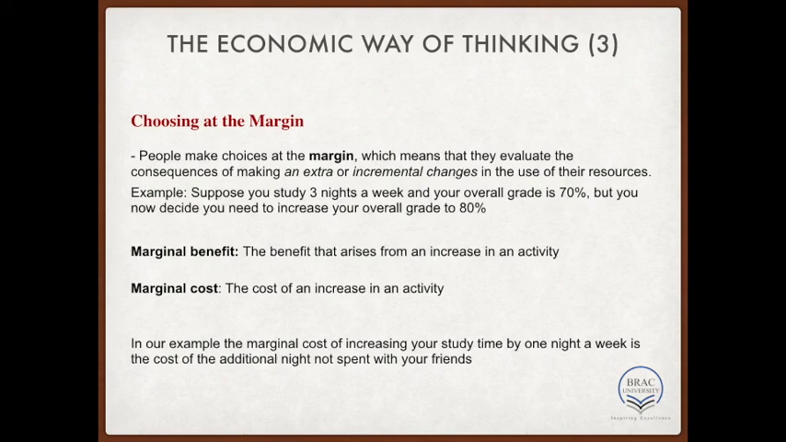Suppose you study 3 nights a week and your overall grade is 70%, okay? But now you decide you need to increase your overall grade to say 80%. But for this, you have to study 1 more night and make it 4 nights a week of studies. So that additional night of study will fetch you 80% overall grade. Now, if I ask you, what is the marginal benefit of the 4th night of study? Remember, the 4th night is your additional night. The answer is 10%.